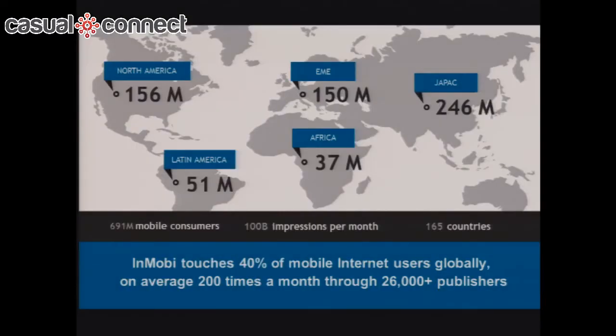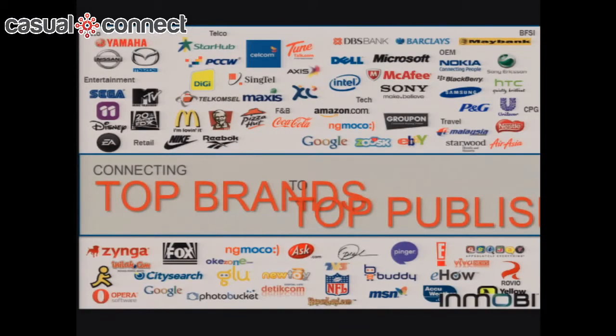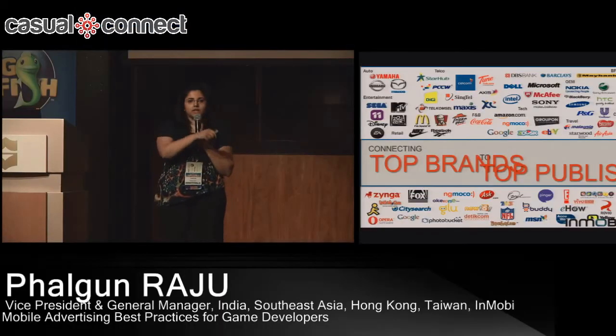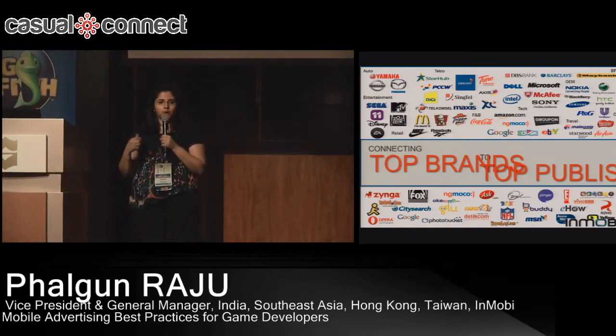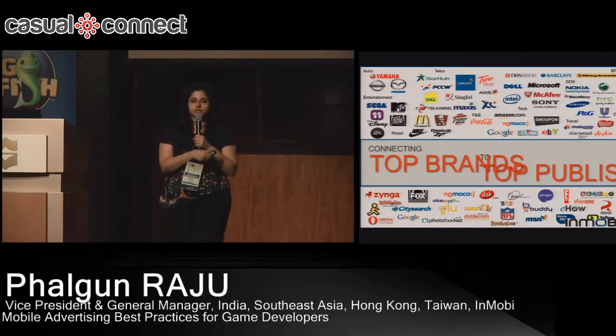As I mentioned, our reach globally is about 691 million users, and you can see the spread. So whether you're a developer in Asia trying to go west, or you're a developer in the US trying to go east, there's obviously huge scale you can gain through advertising. Fundamentally, as an ad network, what we do is we connect advertisers, that could be brands or developers, with publishers. Publishers will be either mobile apps or mobile sites, and the advertisers can be either brands or they could be developers themselves.